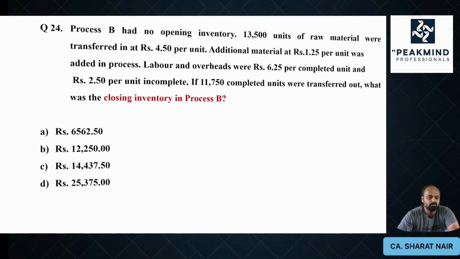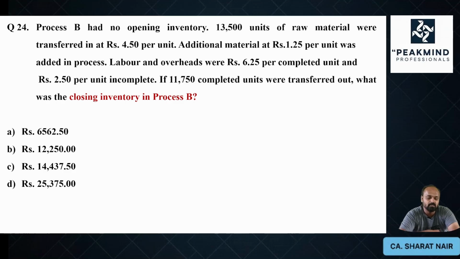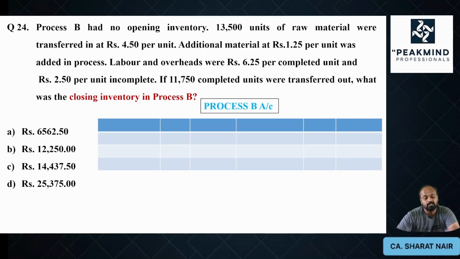Next, we are moving to question number 24. Now this is from the process account chapter. They are asking us to find out the closing inventory value in terms of rupees. Here, a process consumed 13,500 units of raw material, which was transferred at rupees 4.5 per unit. It came to the production for process B. Additional material was used for manufacture which cost 1.25 per unit in the process. So under process B, for these 13,500 units, further processing another material was consumed for which 1.25 came as cost.